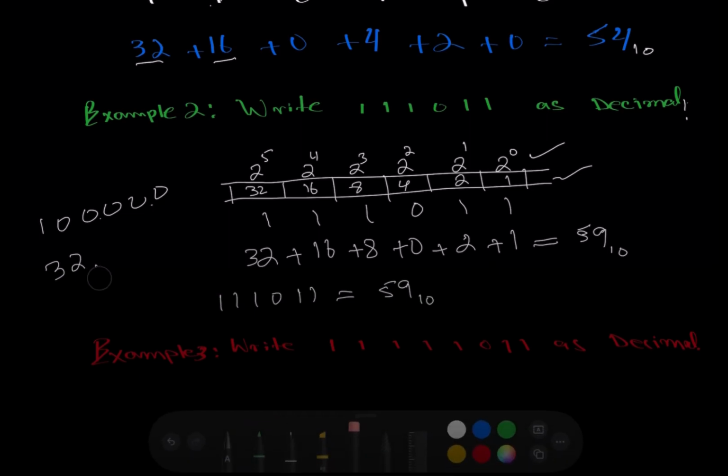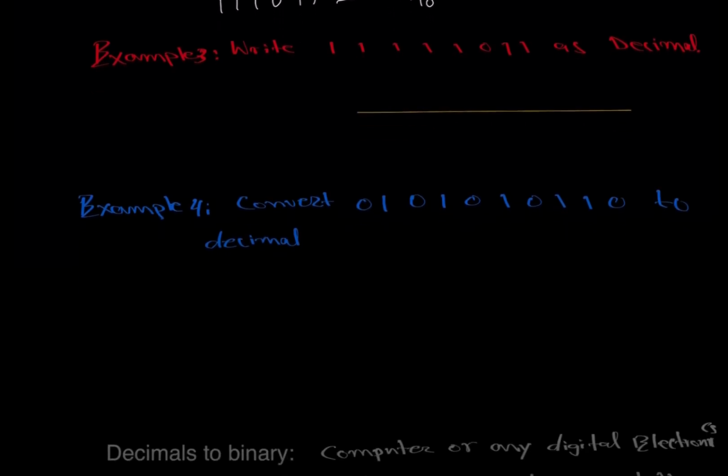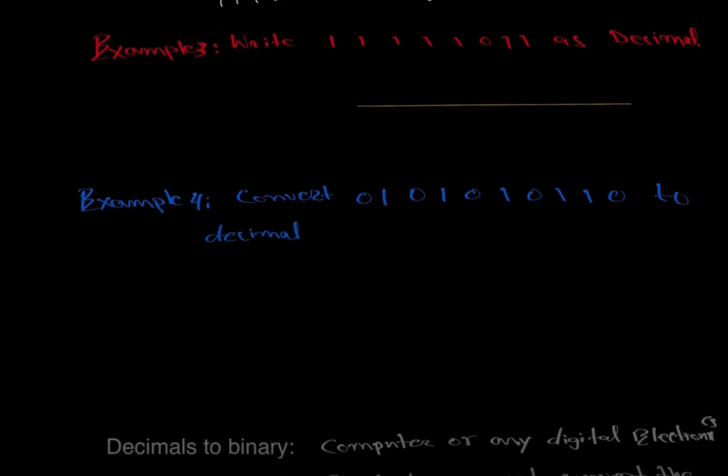So hope you figured that out. It's not that hard, you just have to practice a little bit. All right, let's do a couple more examples here. Write this big binary number right there as a decimal.